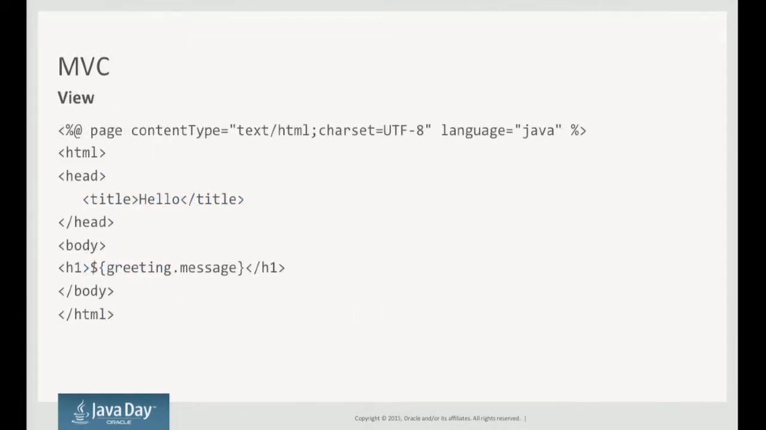Here's the JSP page. It's very simple. But notice that down here towards the bottom is the reference to greeting.message. So in other words, to that named CDI managed bean that now has the updated message. So when this view is displayed, it will show hi there.